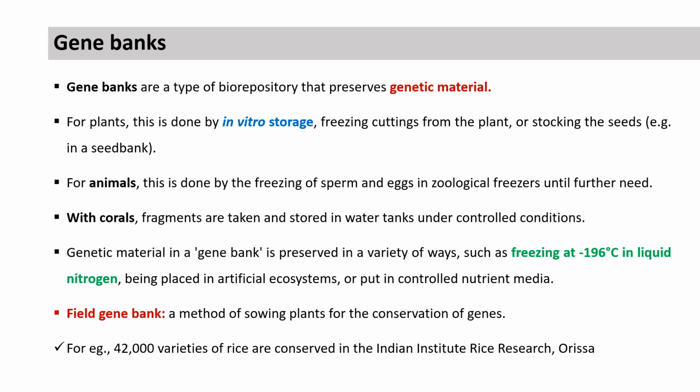So ex-situ conservation के क्या क्या measures हैं, हम वो one by one discuss करेंगे. तो first one is the gene bank. Okay, so gene banks are the type of biorepository that preserve the genetic material. So gene sanctuary है वो क्या है? In situ conservation. And gene bank है ex situ. तो gene bank में हम क्या करते हैं, ये एक biorepository होती है जिसमें हम genetic material को store करते हैं.